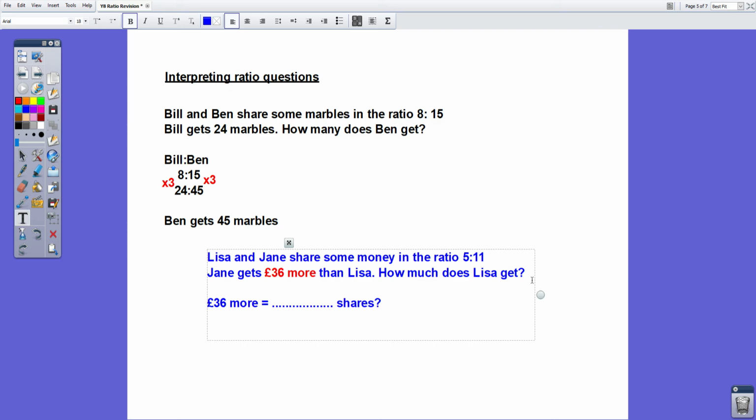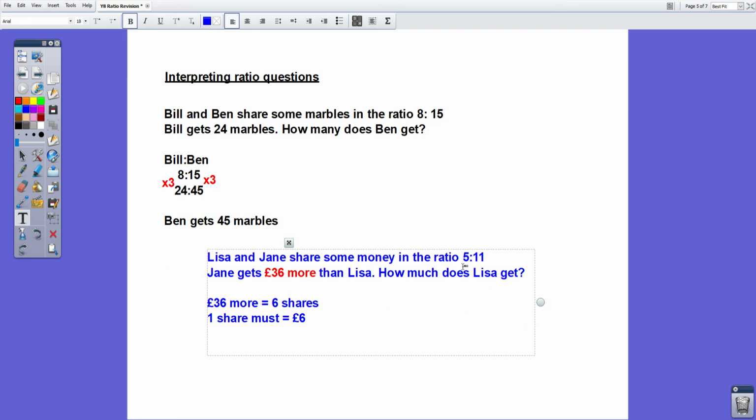Now look at the question and we'll see that £36 more must equal how many shares? Well, Jane gets 11 shares, Lisa gets 5 shares. What's the difference in the number of shares? 11 take away 5 is 6 shares. So that £36 more is 6 shares. So 1 share must equal £6.